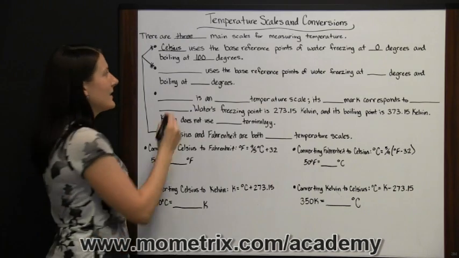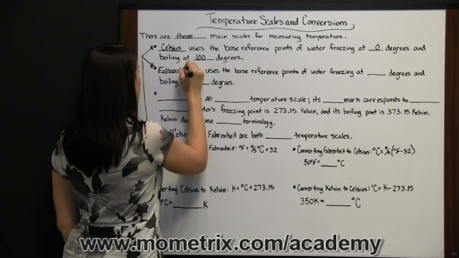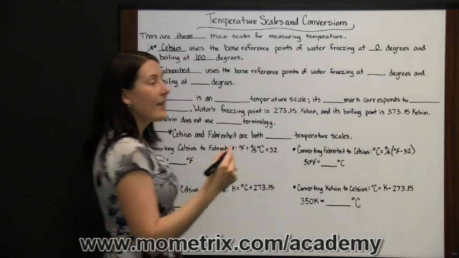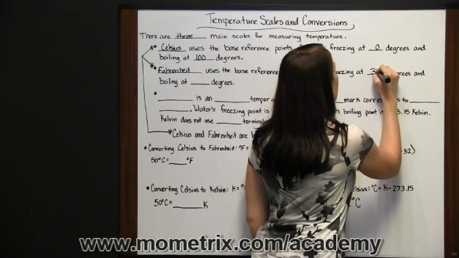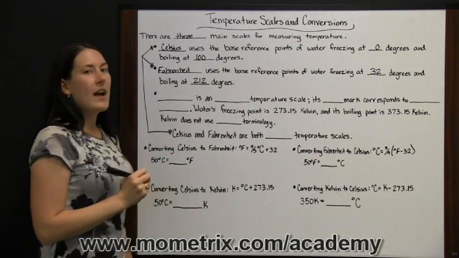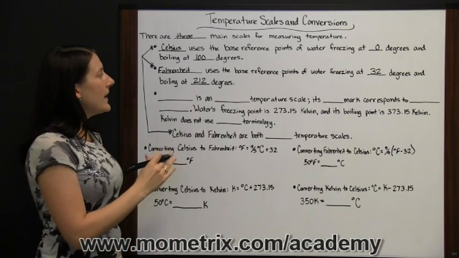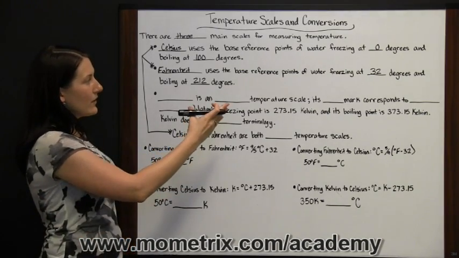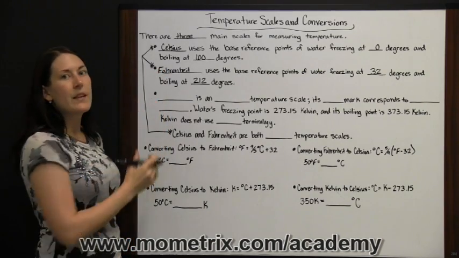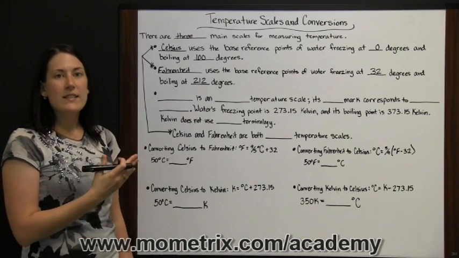Next, we have the Fahrenheit scale. Fahrenheit uses the base reference points of water freezing at 32 degrees and boiling at 212 degrees. So Fahrenheit also uses water's freezing and boiling points as base reference points, but its scale is different. You can see the degrees for water's freezing and boiling points are higher in the Fahrenheit scale than in the Celsius scale.